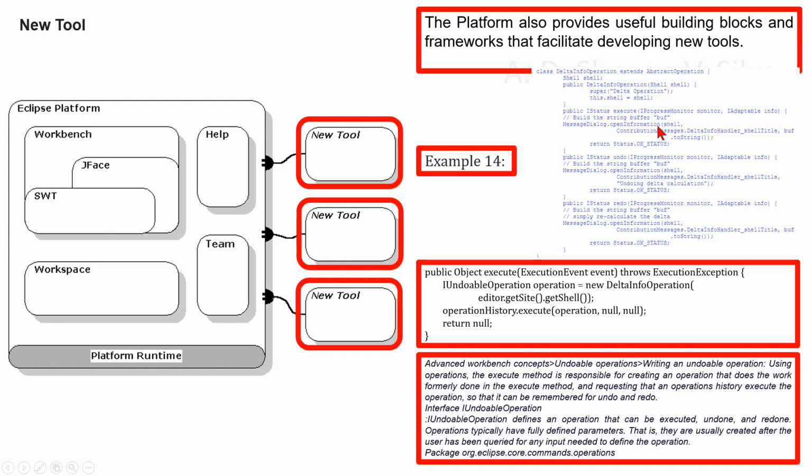Build the string buffer buff. Simply recalculate the delta.